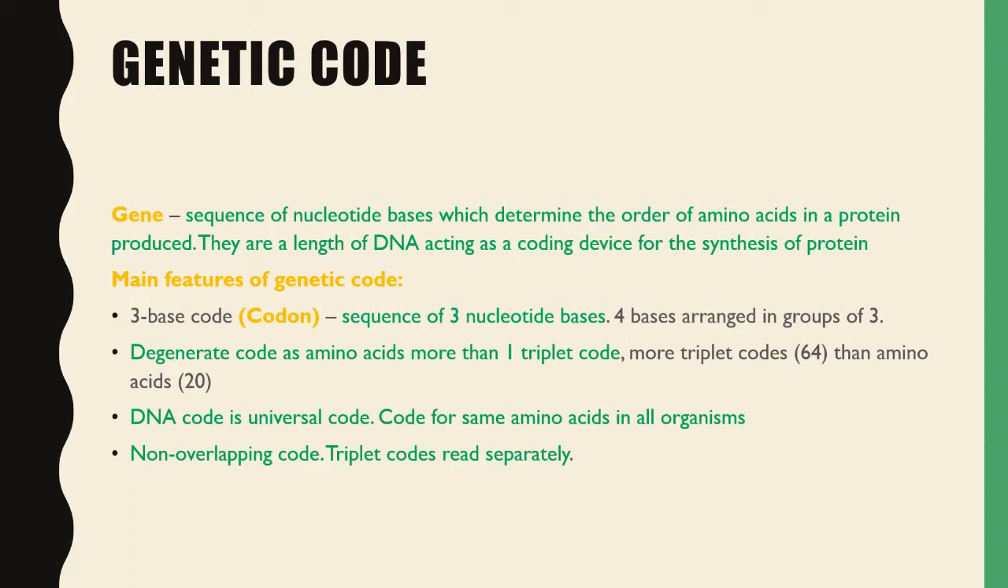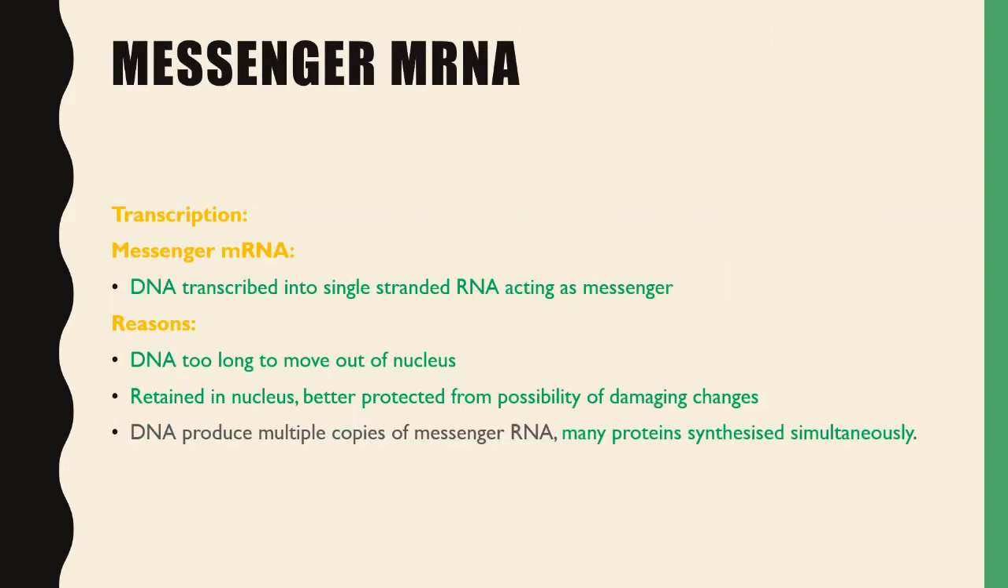The DNA code is also a universal code, as it codes for the same amino acids in all organisms. It's also a non-overlapping code, so the triplet codes will be read separately. So if you have A, T, G, C, A, and so on, you'll read that in separate triplets along the sequence. Now, transcription: in particular we're talking about messenger RNA to start with.